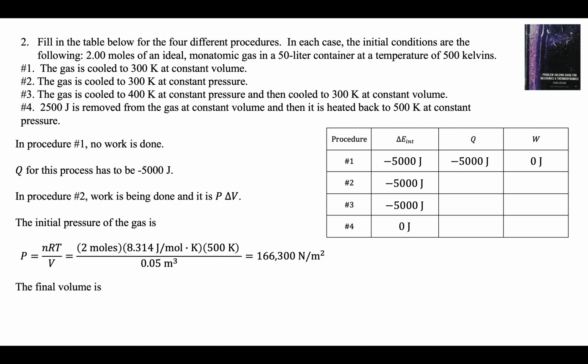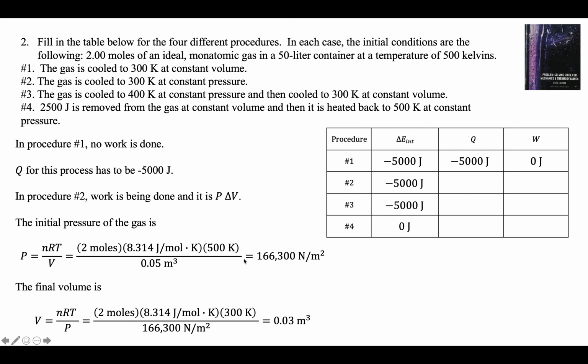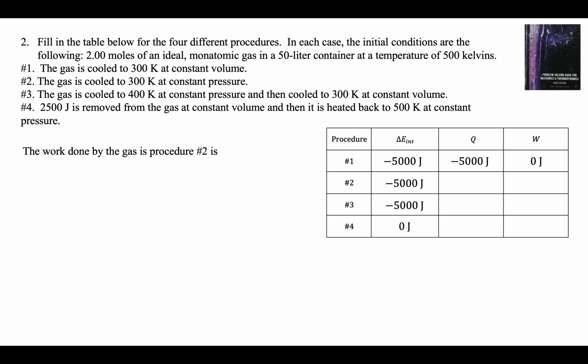So now the final volume, we have to go to 300 kelvins. Same pressure, right? It's constant pressure. This is procedure number 2, but now we're at 300 kelvins. So the volume, not surprisingly, drops by 3/5. It was 50 liters, now it's 30 liters, 0.03 cubic meters. So the work done by the gas is the change in volume times the pressure. It went from 50 to 30, minus 0.02 cubic meters. There's the pressure. And we multiply these to get the work done, minus 3,330 joules. So we put that in the table.